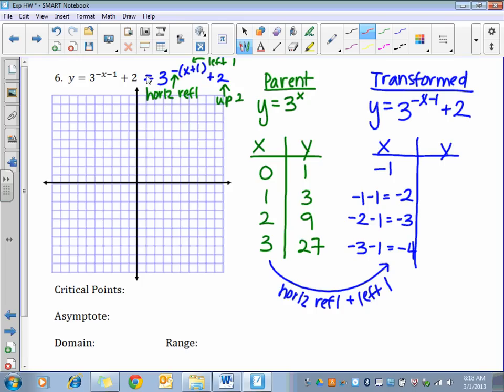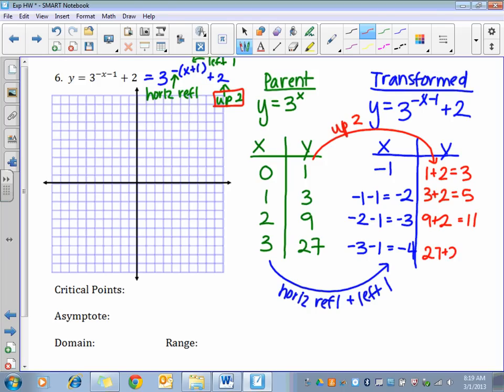Okay, so we transformed all the x-coordinates. Now it's time to transform the y-coordinates. If you look back at our transformations, the only thing that affected the y-coordinate was moving everything up 2, which means we're going to add 2 to each of these coordinates. So 1 plus 2, that gives me 3. 3 plus 2, and I'm at 5. 9 plus 2, we're at 11. And finally, 27 plus 2 gives us 29.